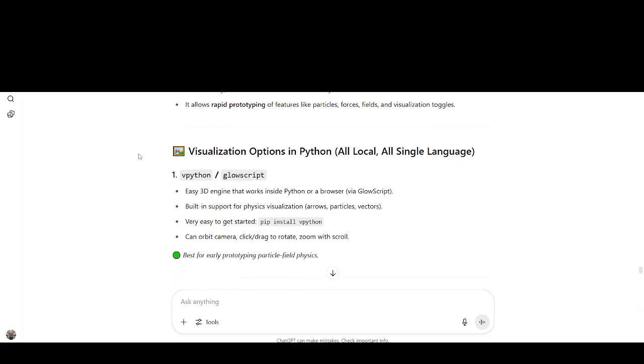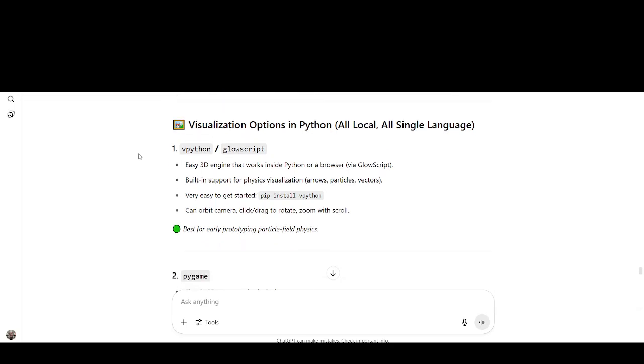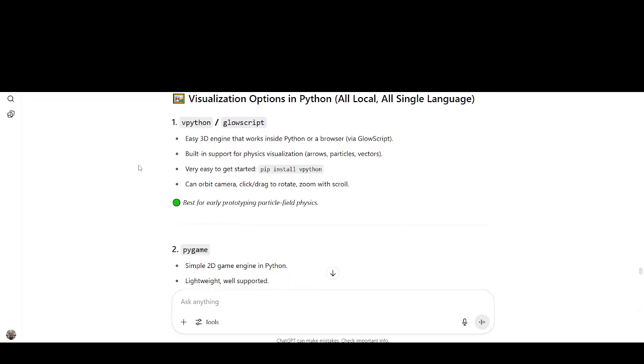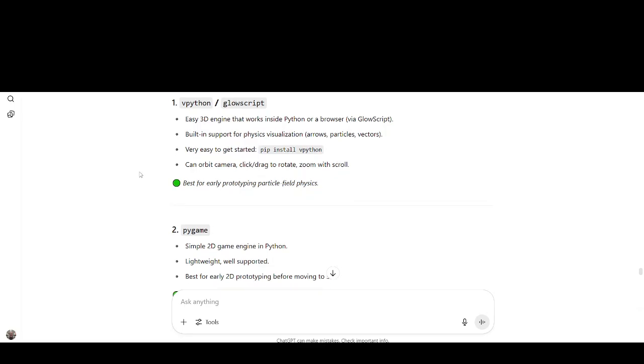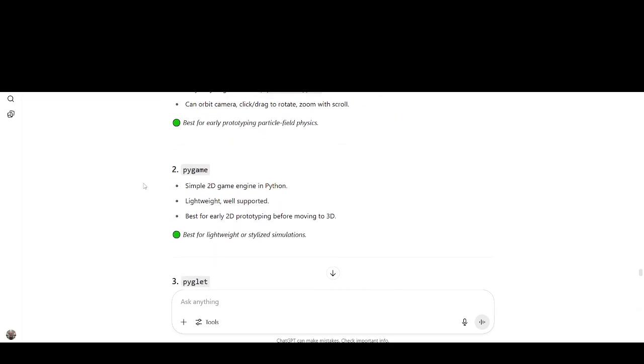Allows rapid prototyping of features like particles, force fields, and visualization toggles. Visualization options in Python, all local, all single language. VPython, GlowScript, I think with Glow. Anyway, easy 3D engine that works inside Python or browser via GlowScript. Built-in support for physics visualizations, arrows, particles, vectors. Very easy to get started. Pip install VPython. Can orbit camera, click and drag, rotate, zoom with scroll. Best for early prototyping particle fields.